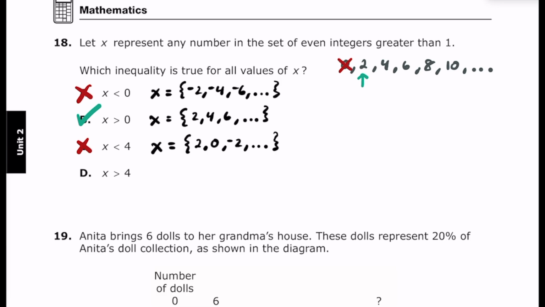And then if we go ahead and take a look at this last one, where we say x is greater than 4, well, x is greater than 4. What are even integers that are greater than 4? It can't be 4, but it could be 6, 8, 10, so on and so forth here, right? But that kind of leaves out the numbers 2 and 4, which would make it okay. They have to be even integers bigger than 1. So it leaves out a couple numbers, so this one doesn't work here.